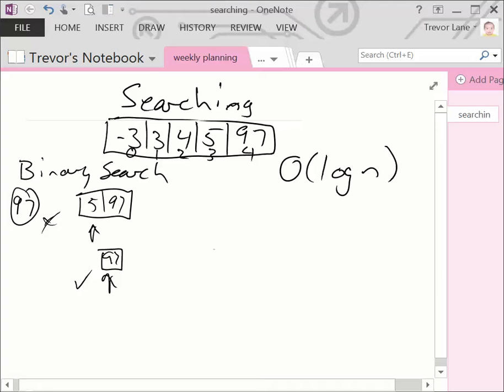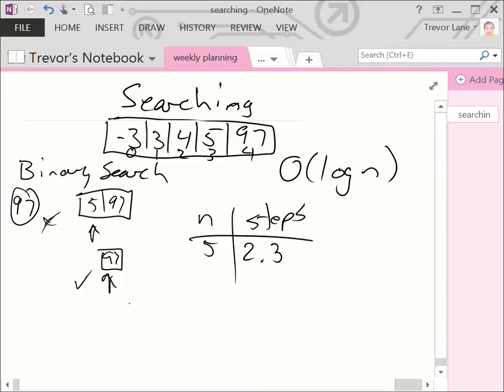So how many comparisons did it take? Well, let's see how many it takes us in the worst case scenario. We have 5 elements. And we actually do this. What we end up with is a number of 2.3. And if you look at this, it is actually fairly accurate. We're pretty close to that. We did the initial comparison. We divided the list in half. We did another comparison. We divided the list in half. So we ended up with 3 steps.